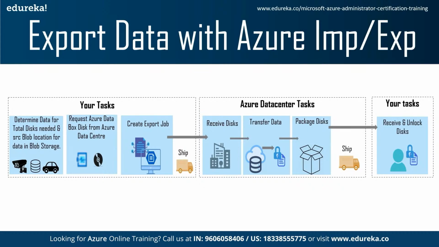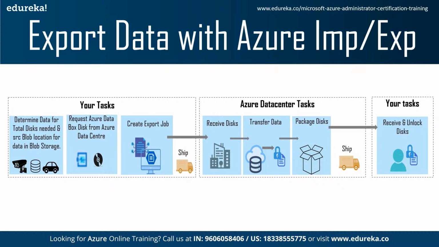You provide the details of your export job as parameters in this command. Then you have to check the job status, meaning whatever process is going on in the Azure data center. That will be updated in your job status. The first thing is received disk. When the data center receives the disk, Microsoft updates the status of the job to indicate that the disks have arrived. This process is almost the same as import data also.